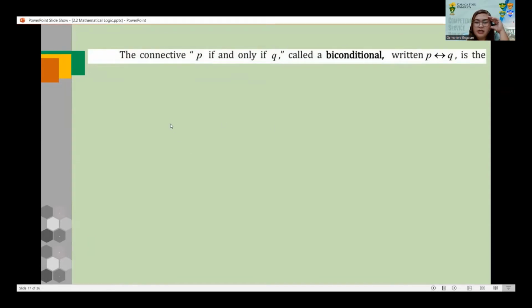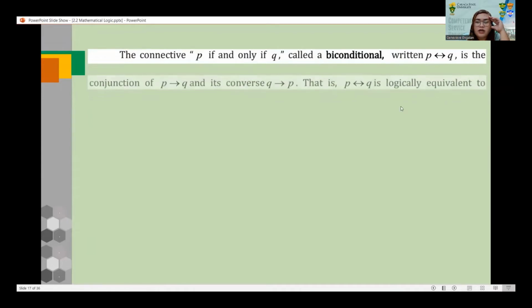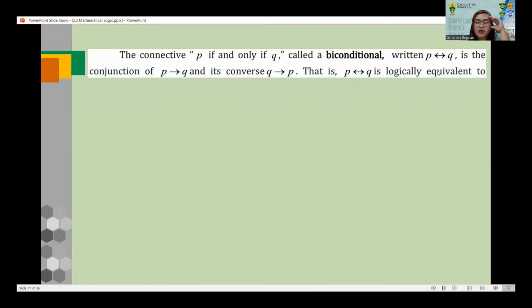Okay, so sa biconditional nga connective, P if and only if Q. So ang atong connective is ang if and only if written as P, double implication Q. So this is just a conjunction of P implies Q and its converse. So conjunction, pasabot, i-and na nato ang P implies Q and ang Q implies P, to get the truth value of the biconditional statement P, double implication Q. Pasabot parehas ilahang truth value.